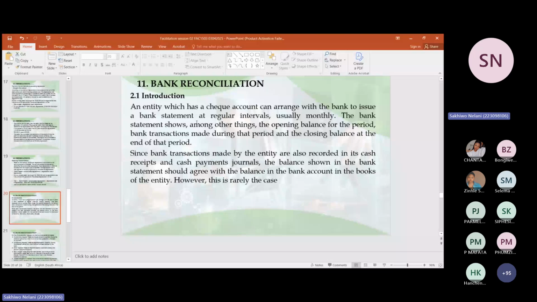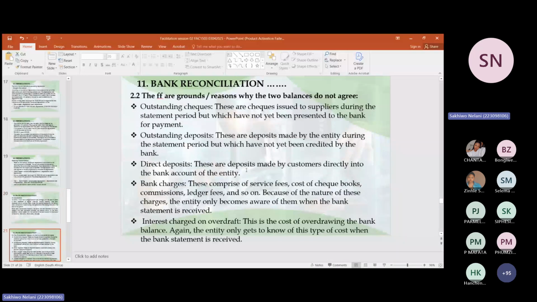These are the grounds that make our bank not balancing. When the bank balance at the bank and the bank balance in terms of the books of the business are not balancing up, these are the grounds. The contributing factor is either an outstanding check, outstanding deposit, direct deposit, or your bank charges.